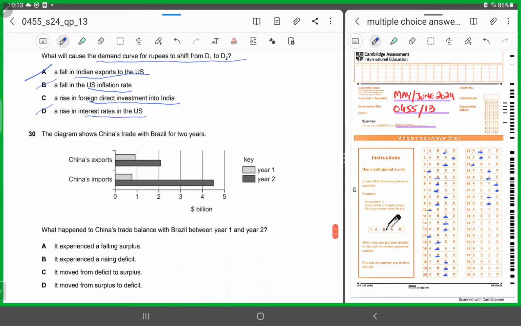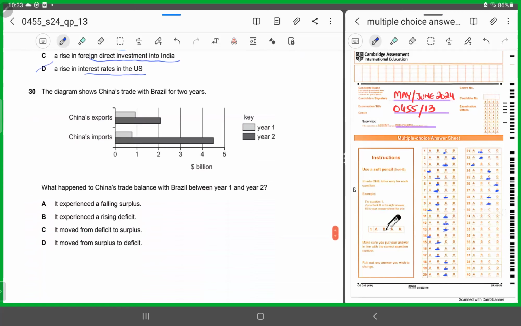Number 30. Number 30 says the diagram shows China's trade with Brazil for 2 years. The lighter bars depict year 1 and the darker bars depict year 2. In year 1, this is the amount of exports and this is the amount of imports. Overall, the trade balance was positive. But what happened in year 2? The exports are hovering around $2 billion and imports are around $4.3 or $4.4 billion. So the exports are relatively less than the imports.